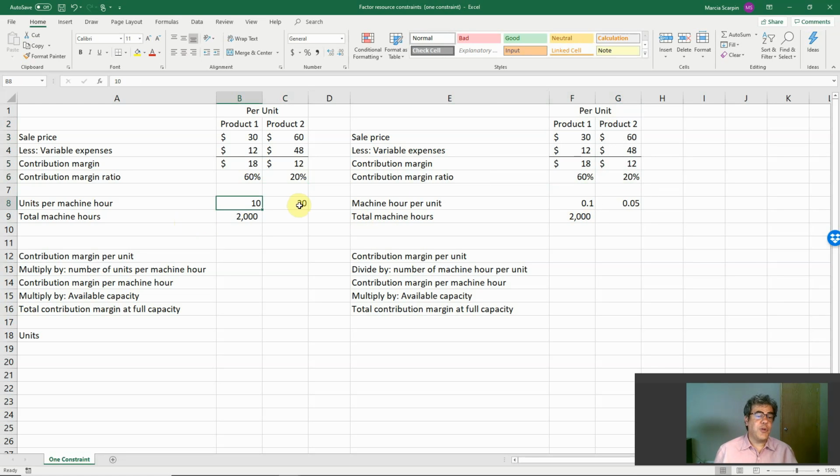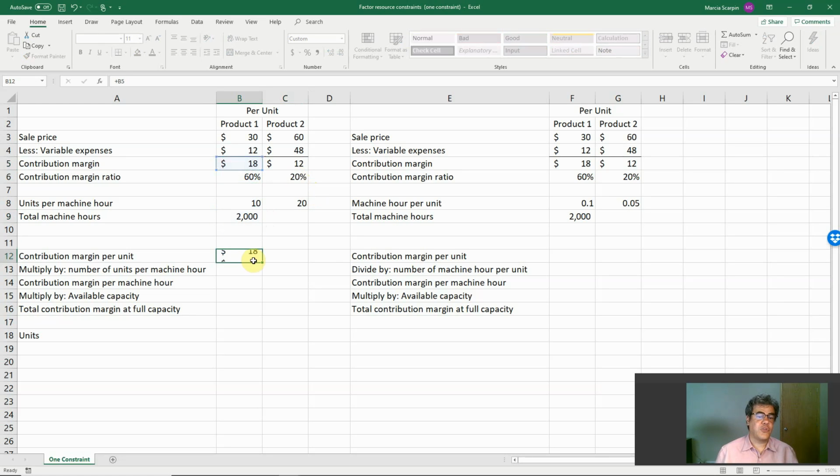We are able to produce 10 units per machine hour for product 1 and 20 for product 2. And this is our constraint. We have only 2,000 machine hours. And which product is more profitable? Product 1 or product 2? If we have no constraint, product 1 would be the most profitable one. However, we have this constraint. And how do we find the most profitable product?